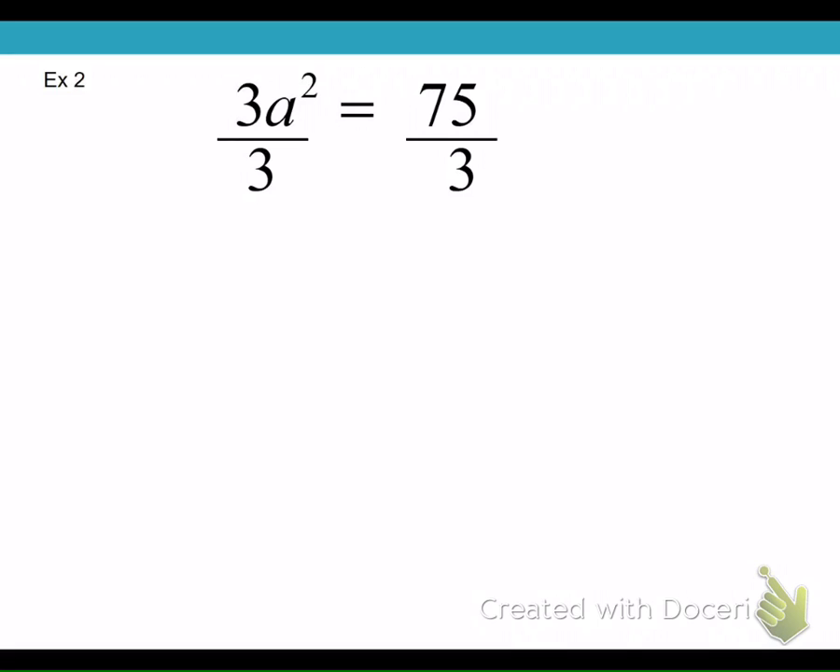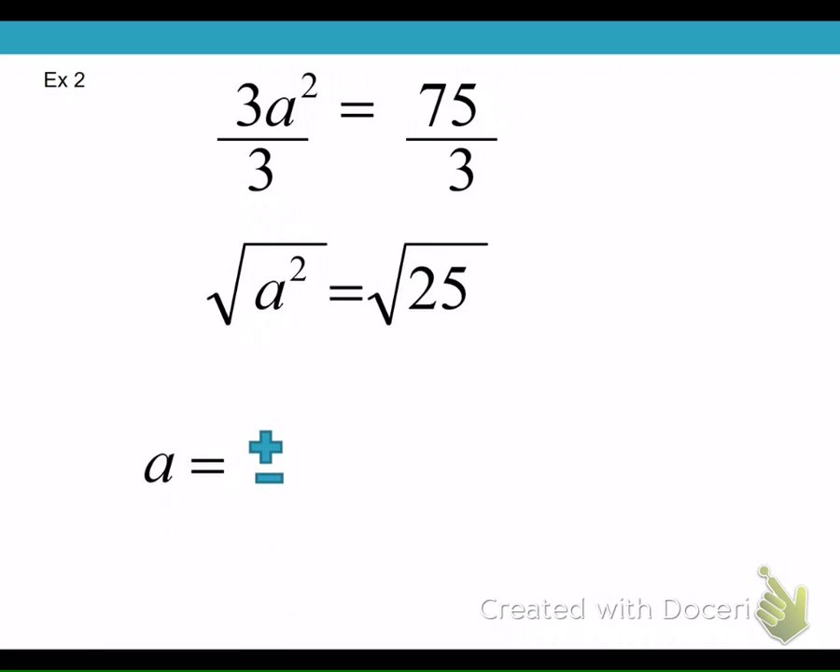All right. So now I have a squared equals 75 divided by 3 is 25. Then what? A squared. 5. Yeah, but you got to put the plus minus in there. So a equals plus or minus 5.